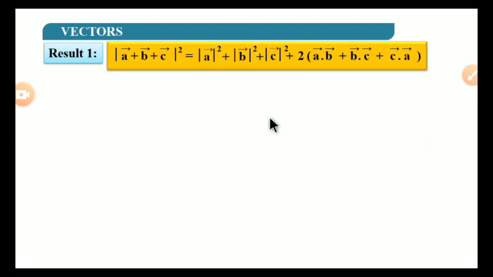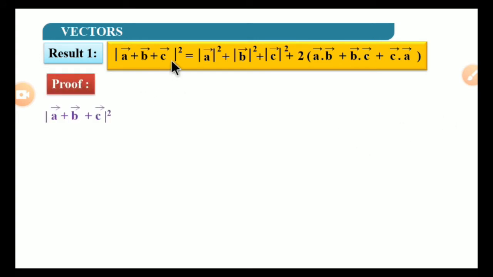Now we will go for result number 1. These are very important. The magnitude of a + b + c whole square is equal to the magnitude of a square plus the magnitude of b square plus the magnitude of c square plus 2 into the bracket of a · b plus b · c plus c · a. So we will prove this one.